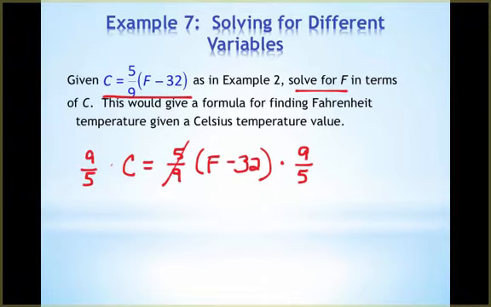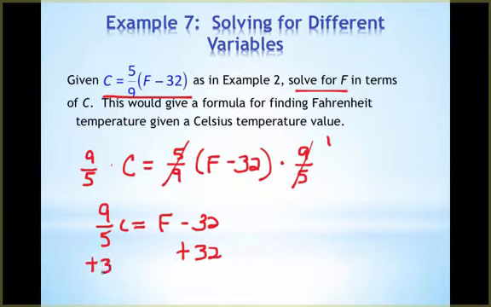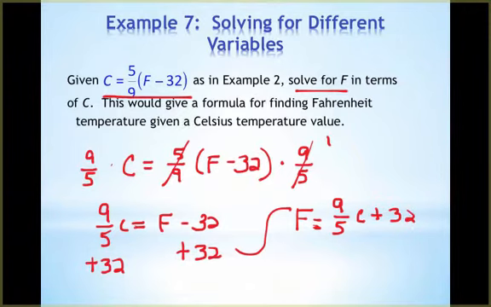So 5/9 times 9/5 will simplify to 1. So if I have 9/5 C equals F minus 32, we're trying to get F by itself. Well, we have a minus 32 with it. To get rid of minus 32, we would add 32. So that's going to give me that F equals 9/5 C plus 32. I can't add because those are not like terms. One of them has a C and one doesn't. So we'll just leave it as 9/5 C plus 32.